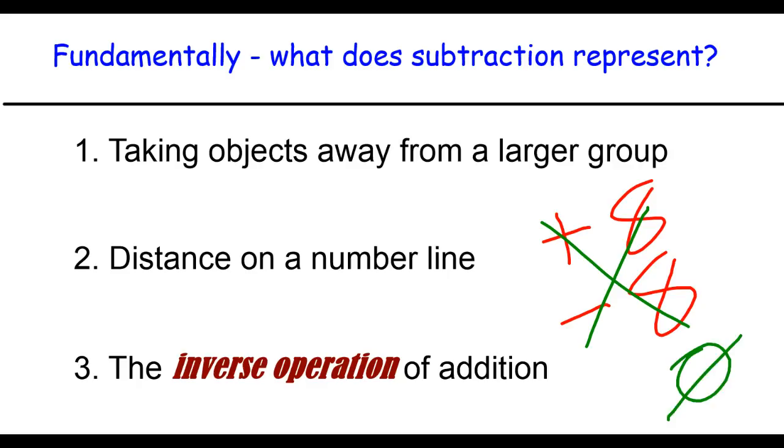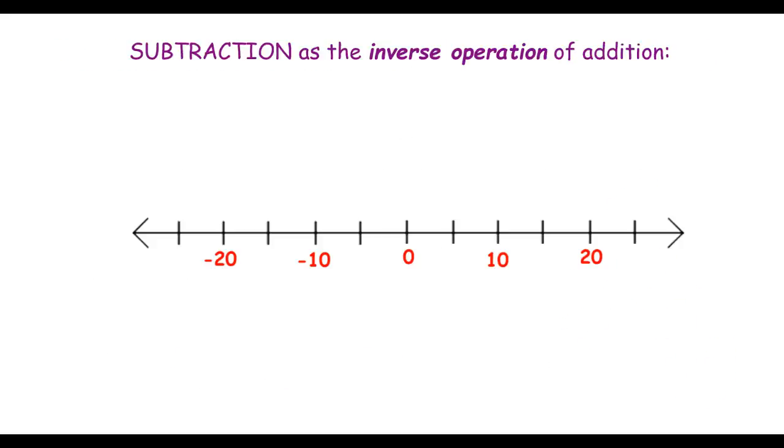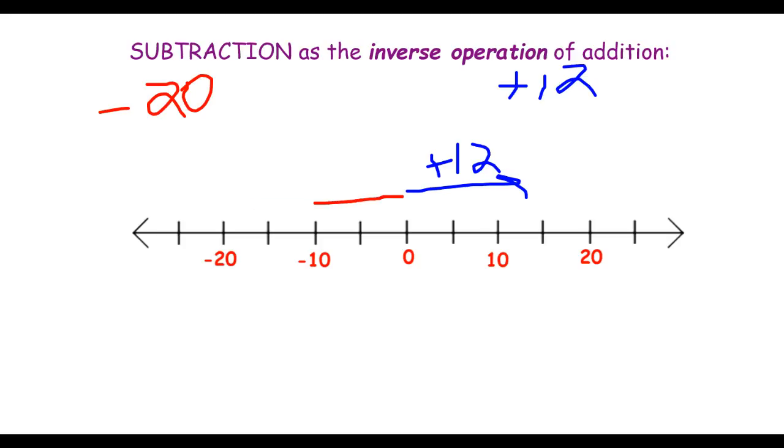So let's take a look at that number line and look at subtraction as the inverse operation of addition. We talked about how addition really represented movement on a number line. So if we're going to add 12, that means we're going to move to the right by 12. And if we're going to subtract 20, that means we're going to move to the left by 20. And that's how we talked about addition, movement on a number line. It helped us come up with some rules for what we do when we combine positive numbers, combine negative numbers, combine positive and negative numbers together. And now let's take a look at what that means when it comes to subtraction.